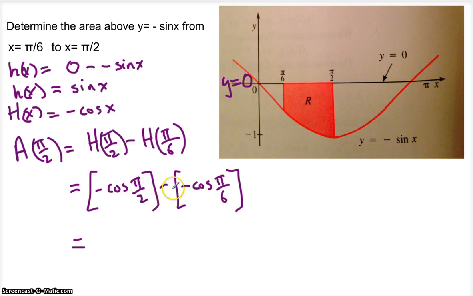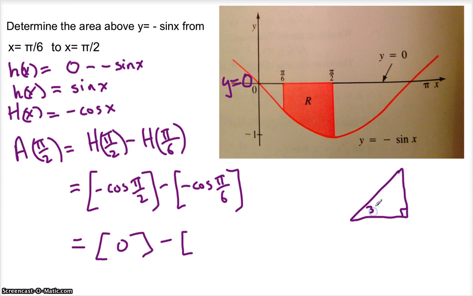Now both of these angles here are special angles. This one being 90 degrees, and the cos of 90 degrees is 0. So negative 0, so I'll just write down 0 here. Subtract. The cos of pi over 6. The cos of pi over 6 is 30 degrees.